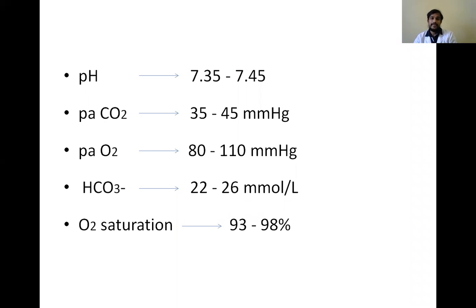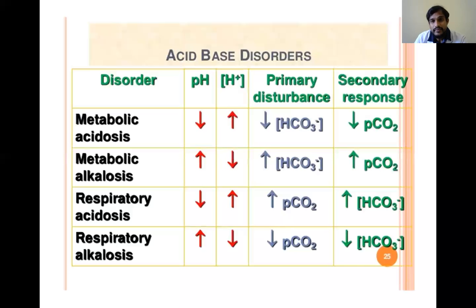The normal range of pH is 7.35 to 7.45, partial pressure of carbon dioxide is 35 to 45, oxygen is 80 to 110 mm of Hg, and bicarbonate is 22 to 26 millimole per liter. Oxygen saturation is also seen, which is 93 to 98%. Depending upon the values of different parameters in the blood gas analyzer, we will differentiate the acid-base disorders, whether it is metabolic acidosis or alkalosis, or respiratory acidosis or alkalosis.